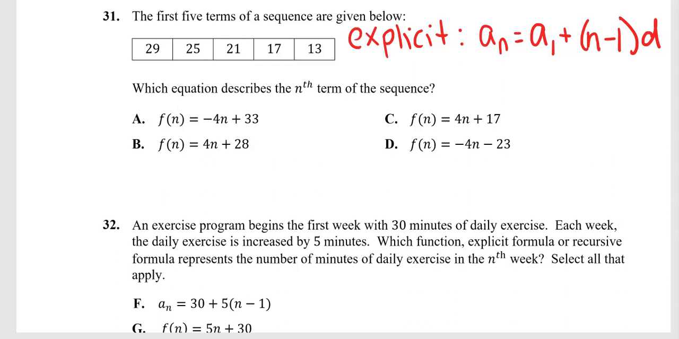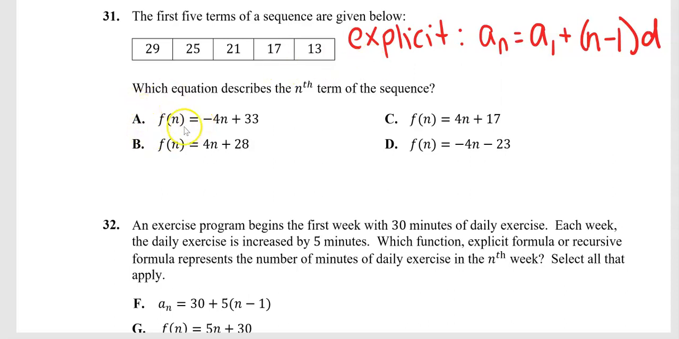Here on our first question, you can see 31, we're looking at the first 5 terms of a sequence. That means that we're going to be using sequential functions, and it's going to be those explicit and recursive formulas that I know we love so much, but we're going to be okay.